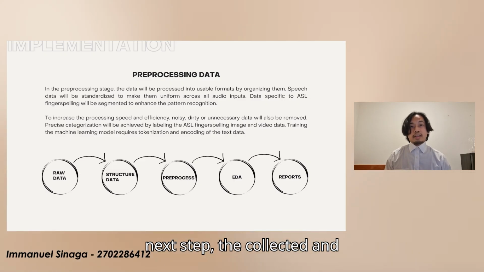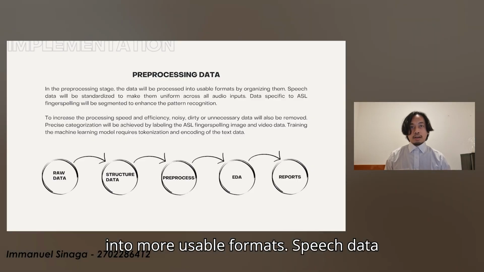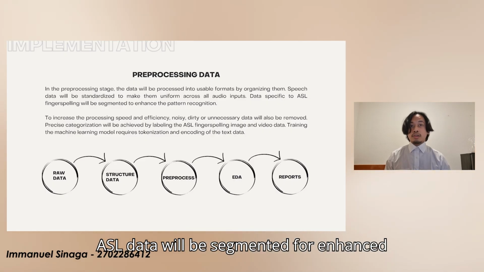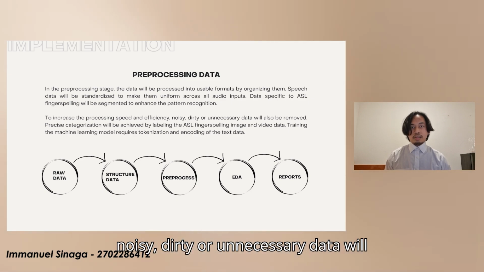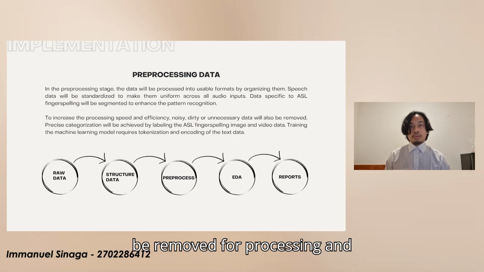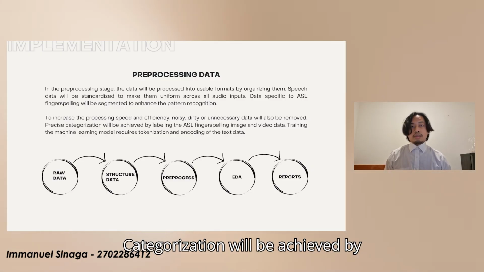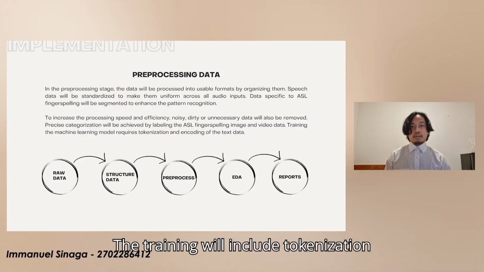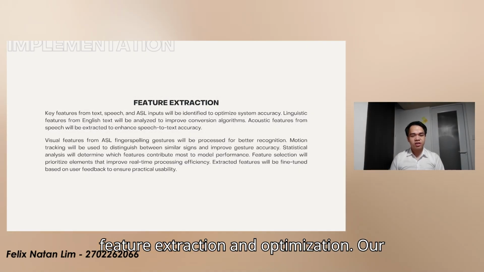The collected and cleaned data will then be pre-processed into more usable formats. Speech data will be standardized for the audio part. ASL data will be segmented for enhanced visual pattern recognition. Excessively noisy, dirty, or unnecessary data will be removed for processing and efficiency improvements. Categorization will be achieved by labeling the ASL data that includes images and videos. For text, the training will include tokenization and encoding of the text data. Multimodal feature extraction and optimization.